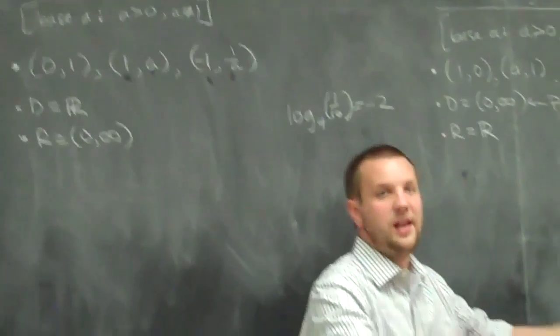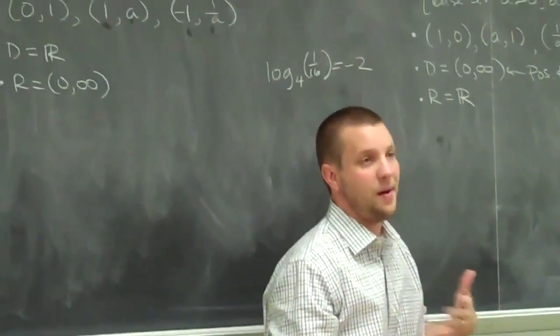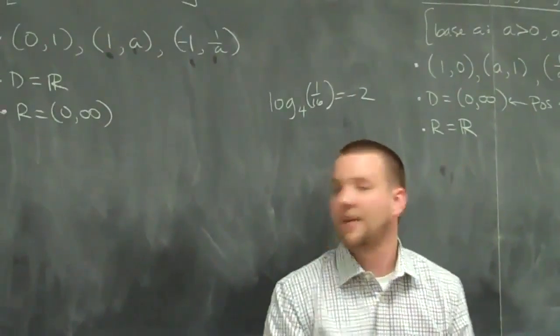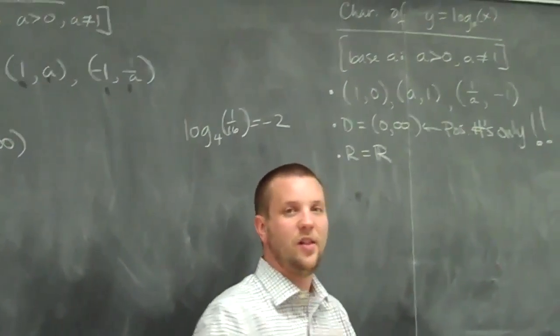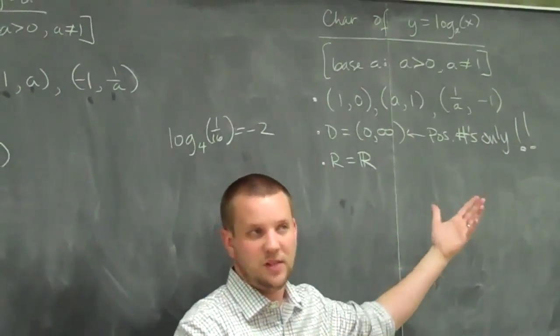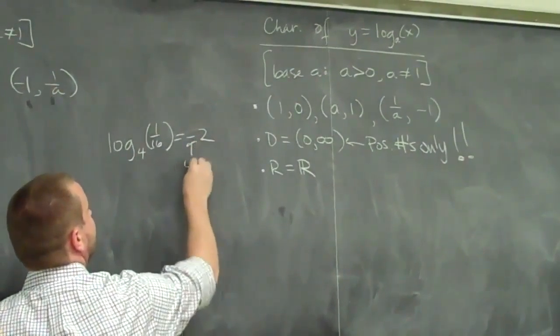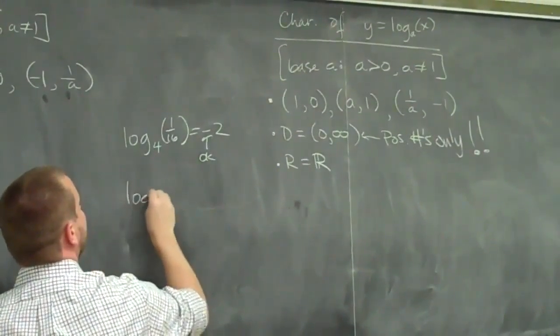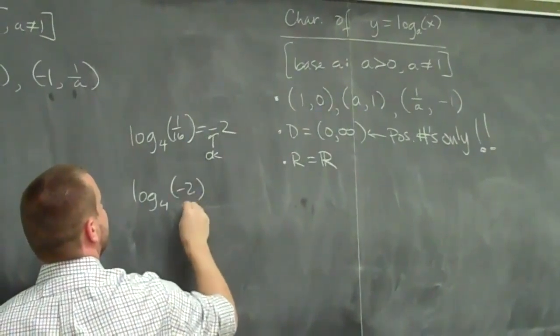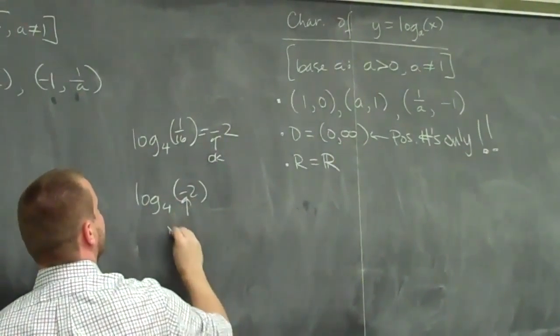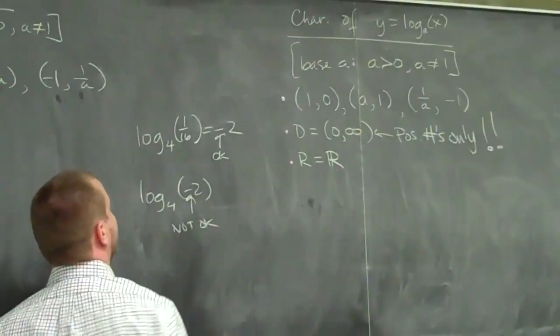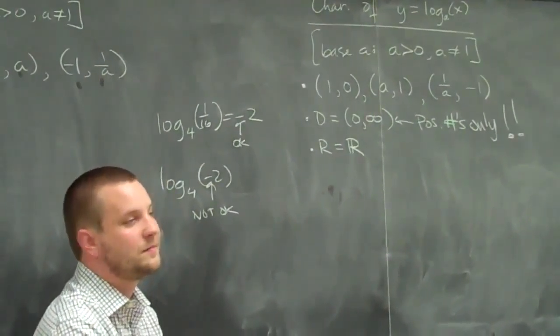The log can end up being negative, and could the log even be 0? Yeah. In fact, that was one of the properties. The log base anything of 1 is 0. So this is okay. But to do this is not okay. Alright?